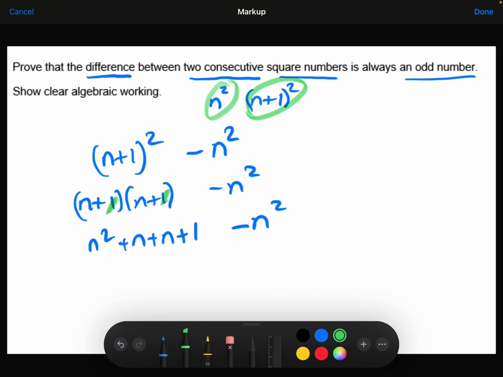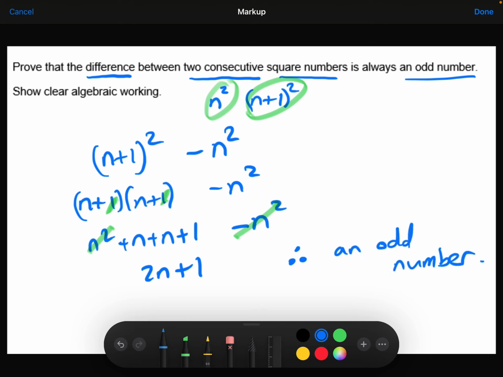So collecting up the like terms, the n squareds will cancel out. We've got 2n plus 1, which is always an odd number. And we know that's an odd number because anything times 2 is always an even number, and one more than an even number has to be an odd number.